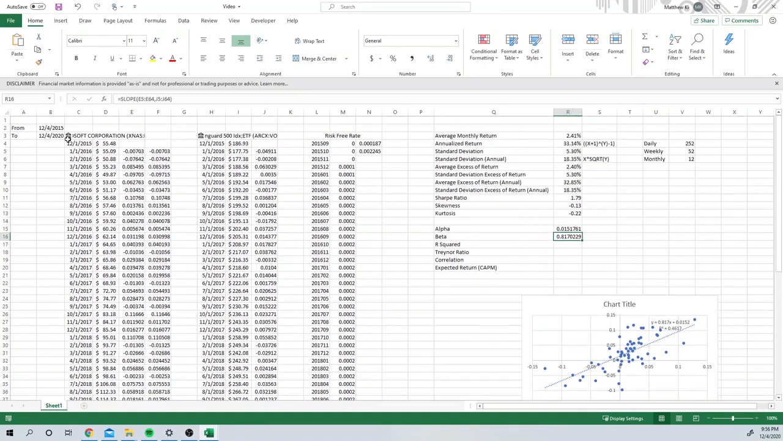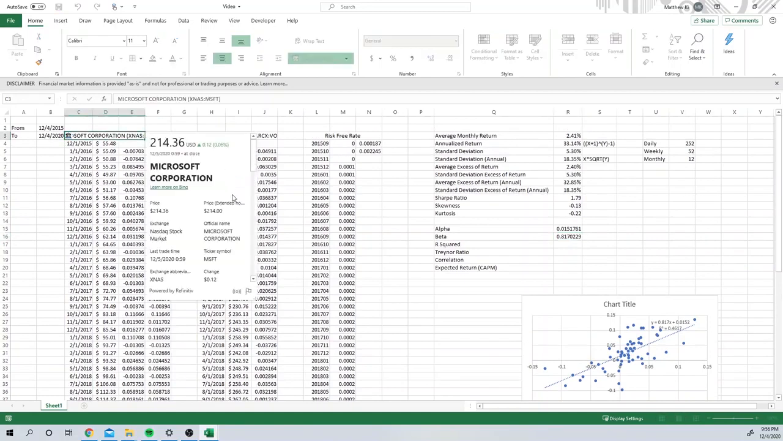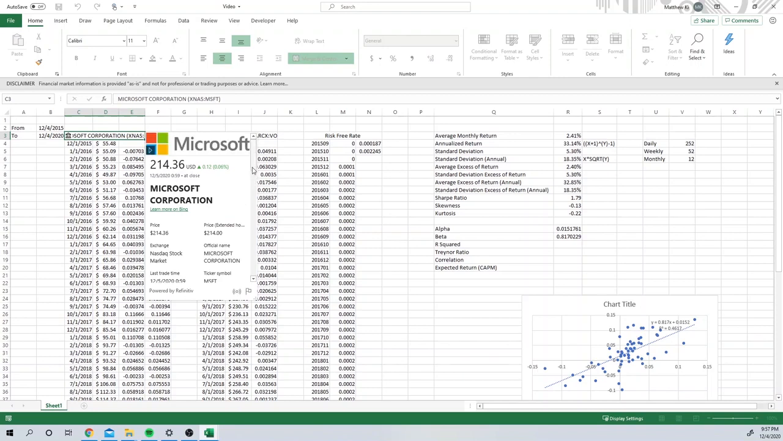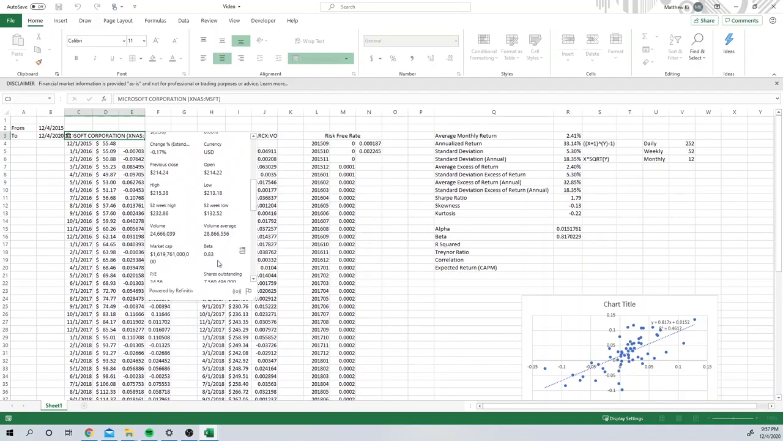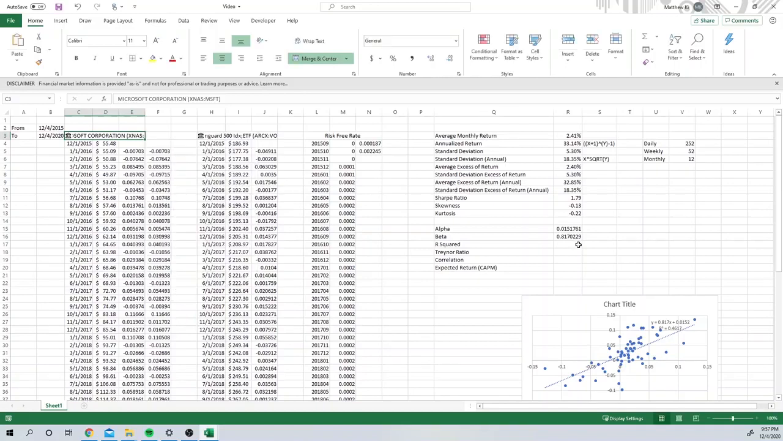0.812. Now, if we want to double check ourselves, we can go to Bing and see what the beta is. 0.83. So we're off by a hundredth place. So it's not that bad. I'd say it's pretty reliable. It's never off by that much, right?